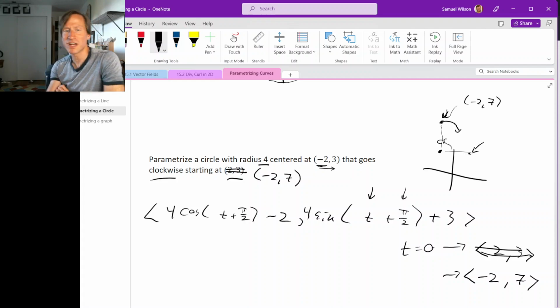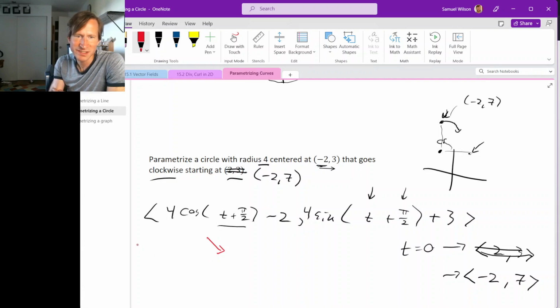Okay, now let's think about what direction we're going. Now as t increases, this angle is getting bigger, and so cosine continues getting negative. So this coordinate is decreasing as t increases. So as t increases from 0, cosine decreases, and as the angle gets bigger than pi over 2, sine also decreases. So that means we're going to go this way. Well, that's not the way we wanted to go. We wanted to go clockwise, not counterclockwise.